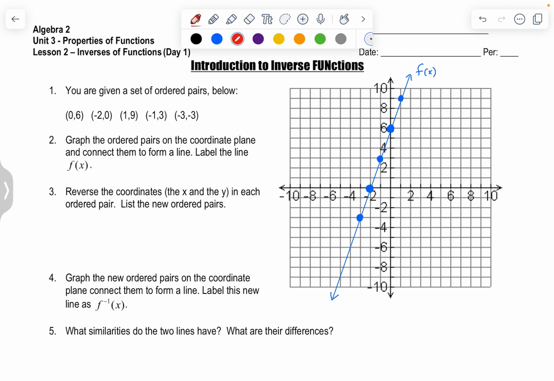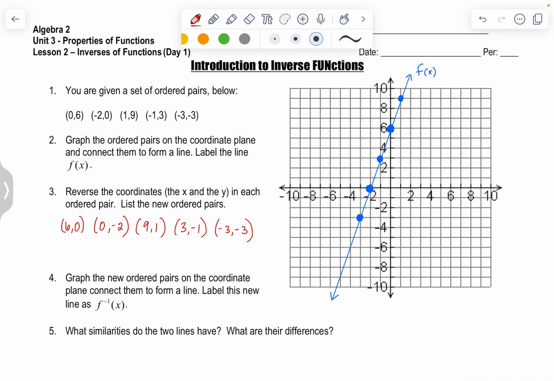Part 3 says reverse the order, the x and the y, in each of those ordered pairs. So instead of 0, 6, I'm going to reverse that and call that 6, 0. Instead of -2, 0, I'm going to do 0, -2. Instead of 1, 9, I'm going to do 9, 1. Instead of -1, 3, I'm going to do 3, -1. And reversing -3, -3 keeps that one the same. That one just stays -3, -3, because the reversing is the same. And now I need to graph these points.